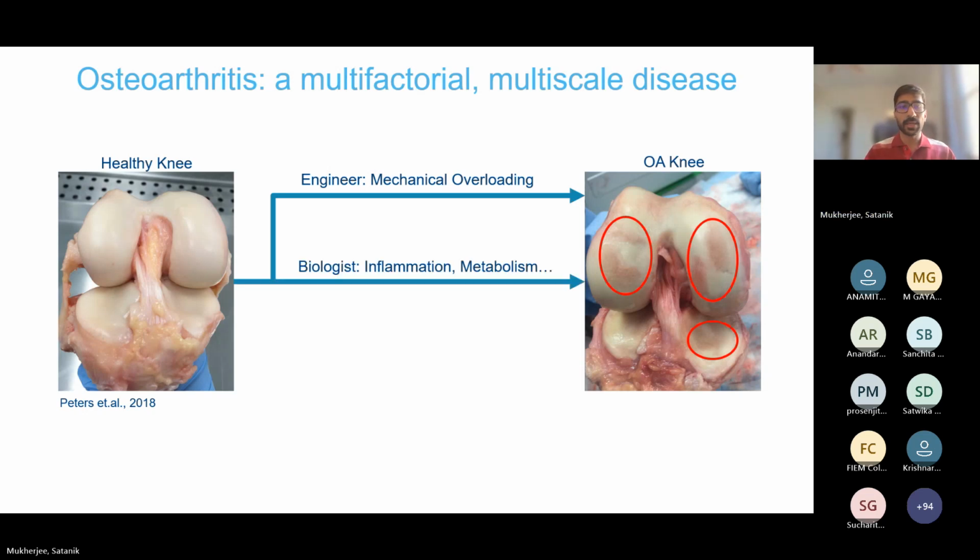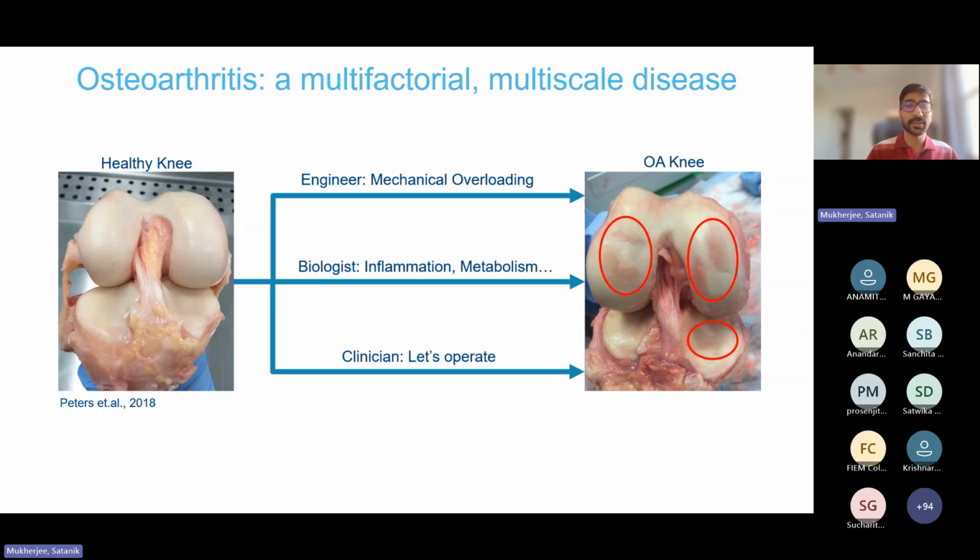But if you go to biologists, they would say cartilage damage can happen due to many other factors, like inflammation in the joints, like metabolic factors, like genetic predisposition. So if you are prone to having osteoarthritis because of genetic predisposition, all these different biological factors a biologist will cite. And if you go to a clinician, they have nothing to do but to operate on these joints, because there are no existing drugs or treatments to cure osteoarthritis.